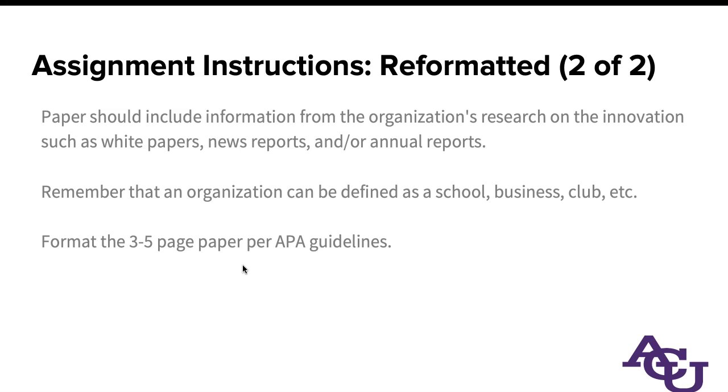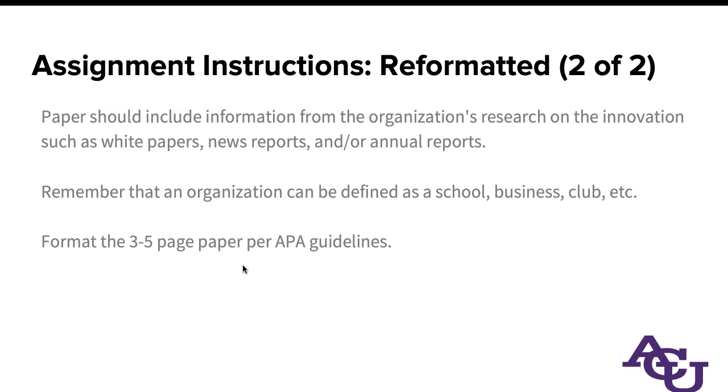A little reminder that organization is defined broadly here. So it could be a school, a business, a club. And we want to be writing 3 to 5 pages of body text. That's excluding the cover page. That is excluding any references. You're probably not going to have any appendices here, but they wouldn't be included in that count even if you did have them.